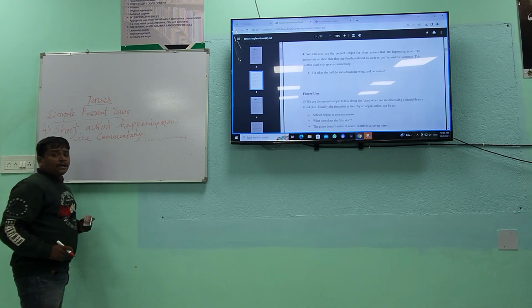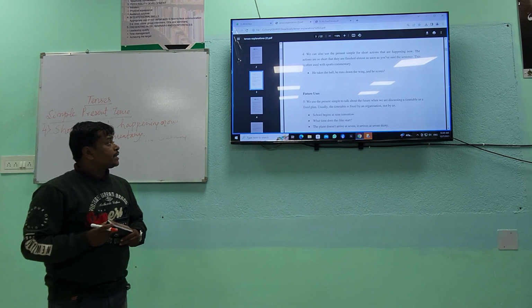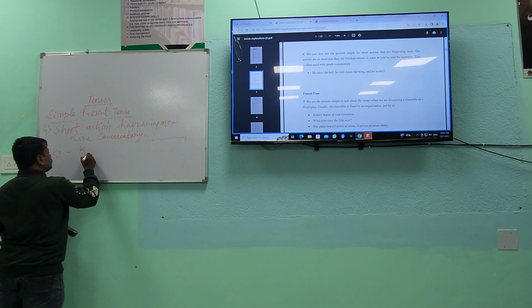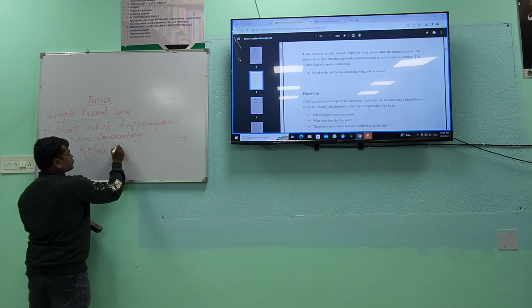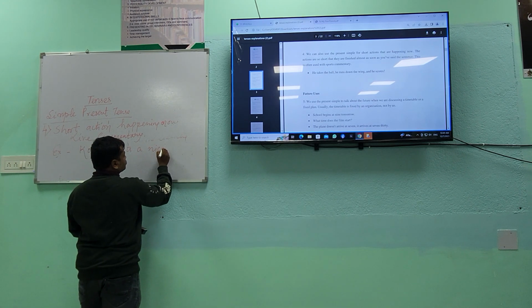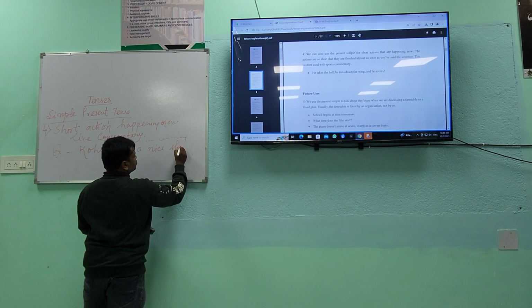In case of live commentary, we use simple present tense. Example, Kohli hits a nice shot. Nice boundary, you may say.